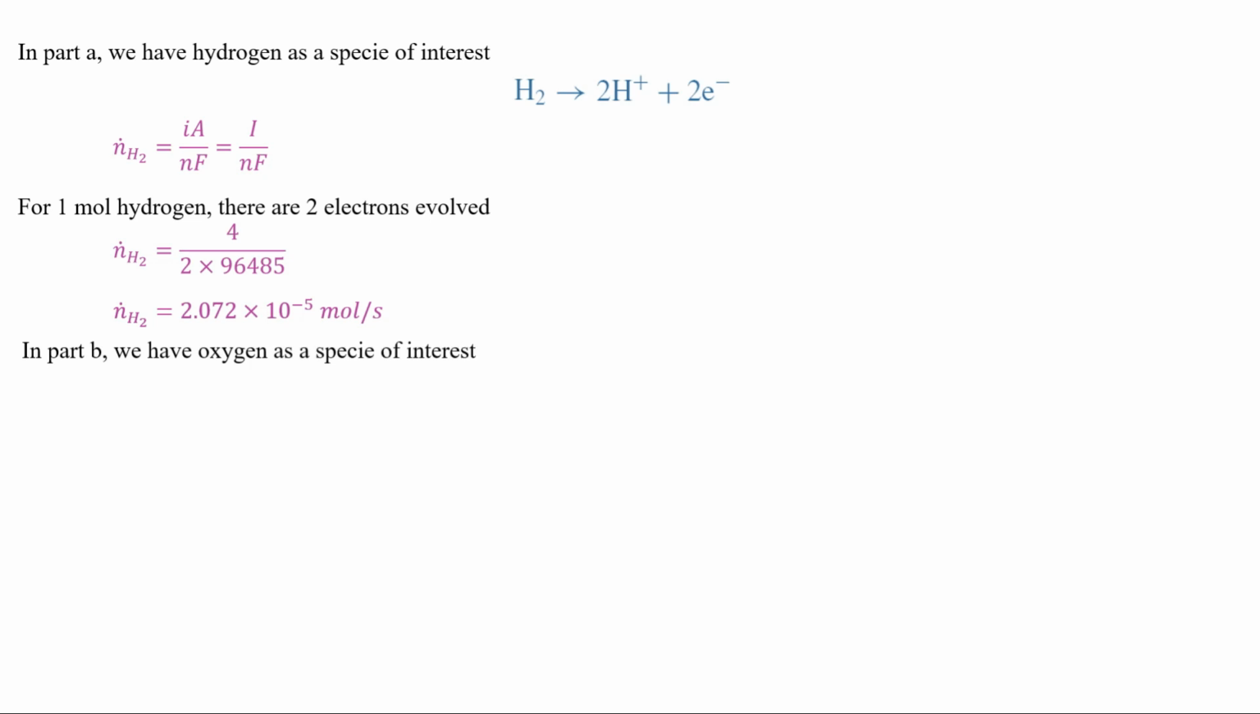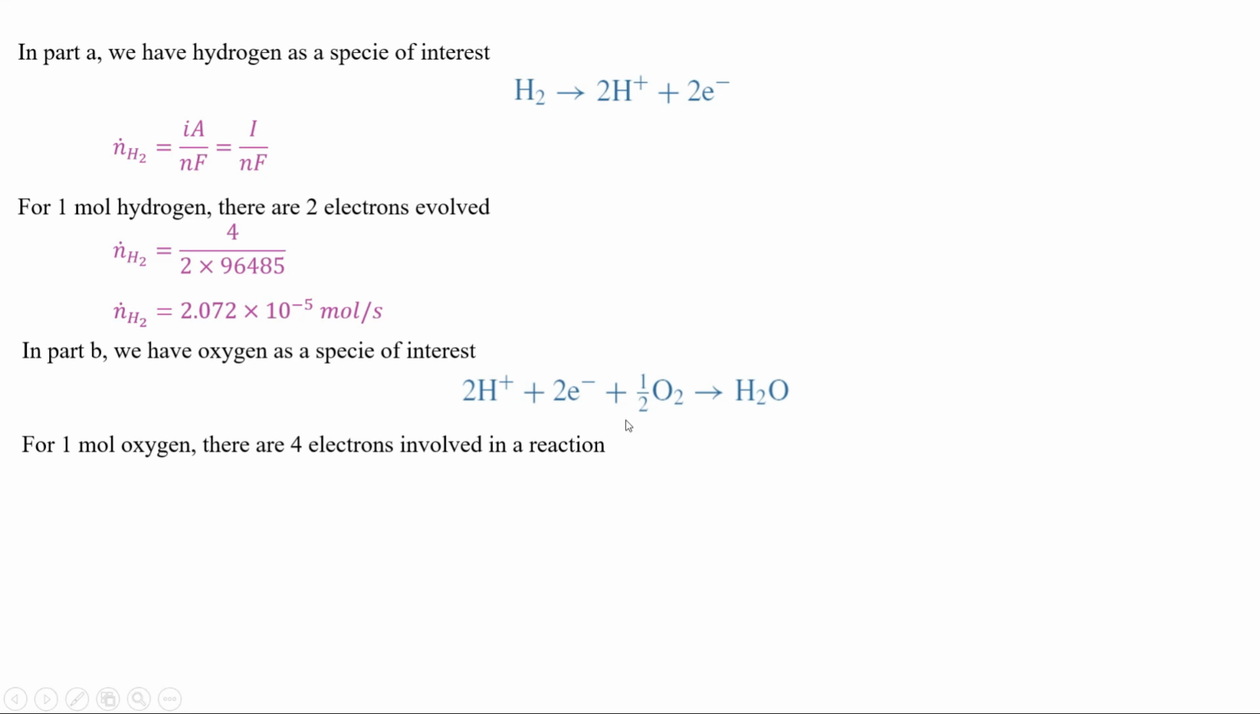Now, in part B, we have oxygen as a species of interest. So again, we will use the electrochemical reaction of oxygen. Now, look closely. For 1 mole of oxygen, there will be 4 electrons involved, because from this equation, in a half mole reaction 2 electrons are involved.